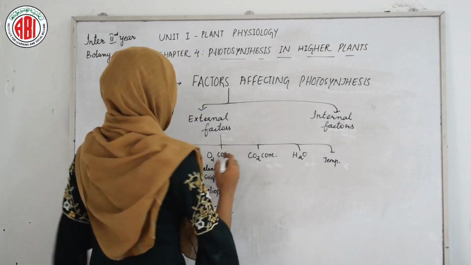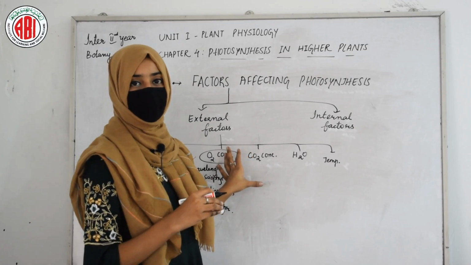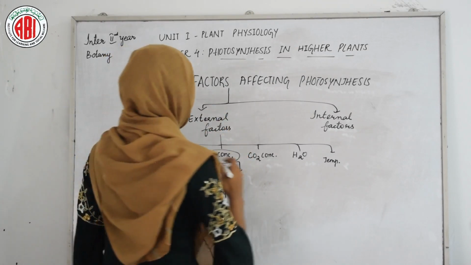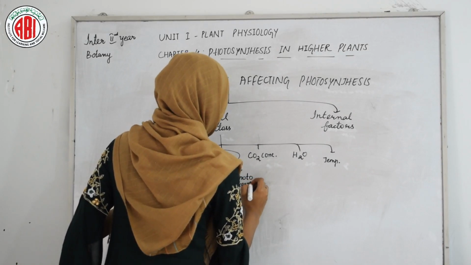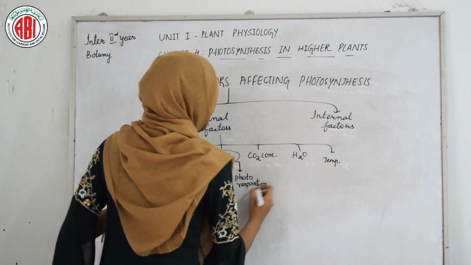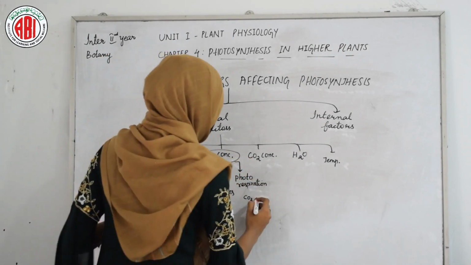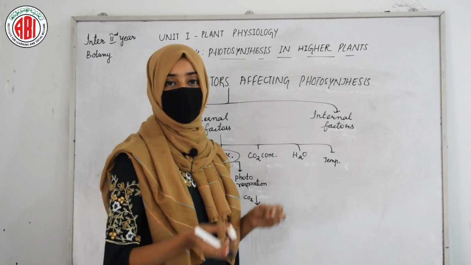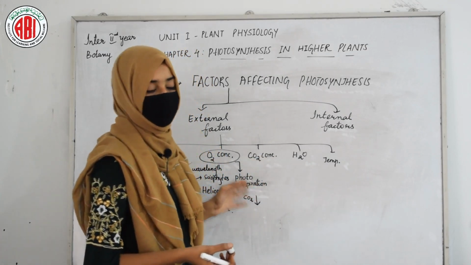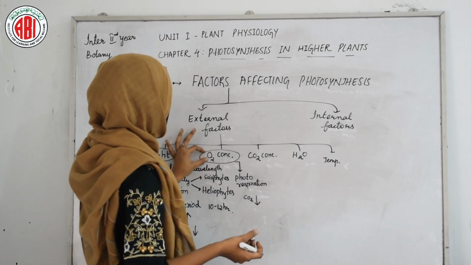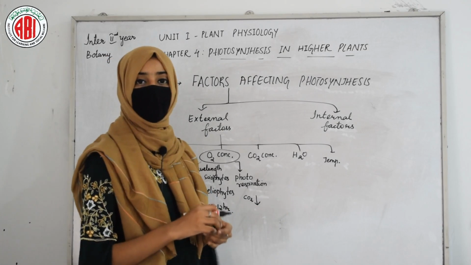Now the next factor is oxygen concentration. When the oxygen concentration increases, the plant undergoes a process called photorespiration, where the carbon dioxide that has been fixed in the plants is released out. If the carbon dioxide has not been fixed, there are no chances for the plants to perform photosynthesis. In this way, the increase in the concentration of oxygen will decrease the rate of photosynthesis.